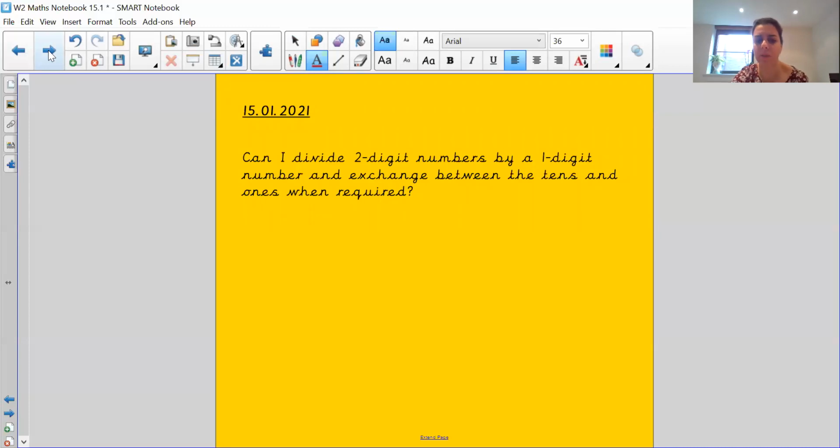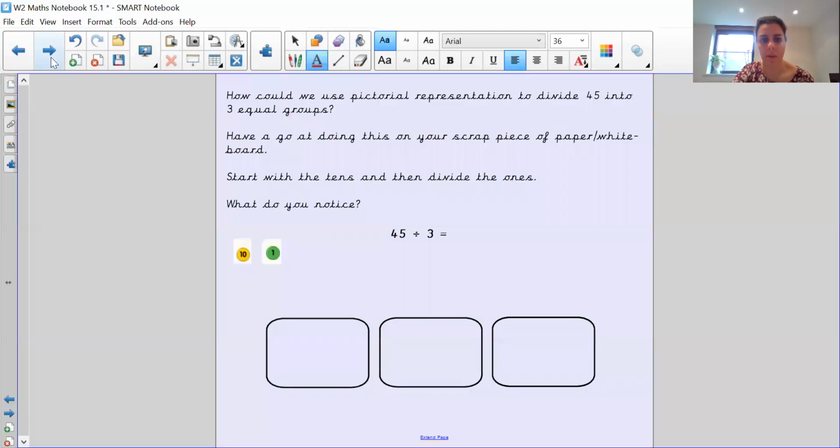So today's learning objective is, can I divide 2-digit numbers by a 1-digit number and exchange between the tens and the ones when required? So these questions today are going to be more of if it doesn't go into the number of rows equally. So if each one isn't going to end up with an equal amount, sometimes we might need to split our tens differently. Let's have a look at some examples.